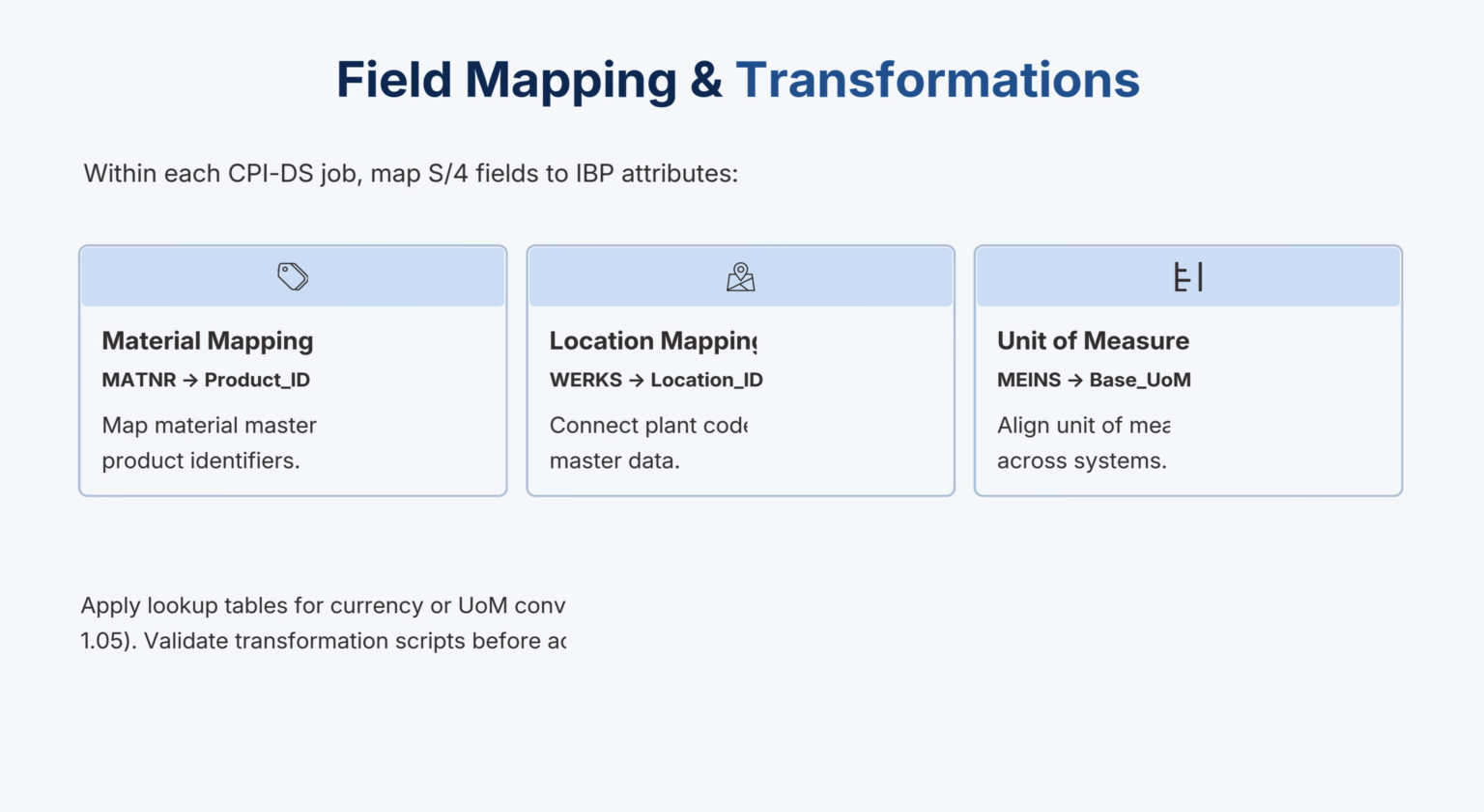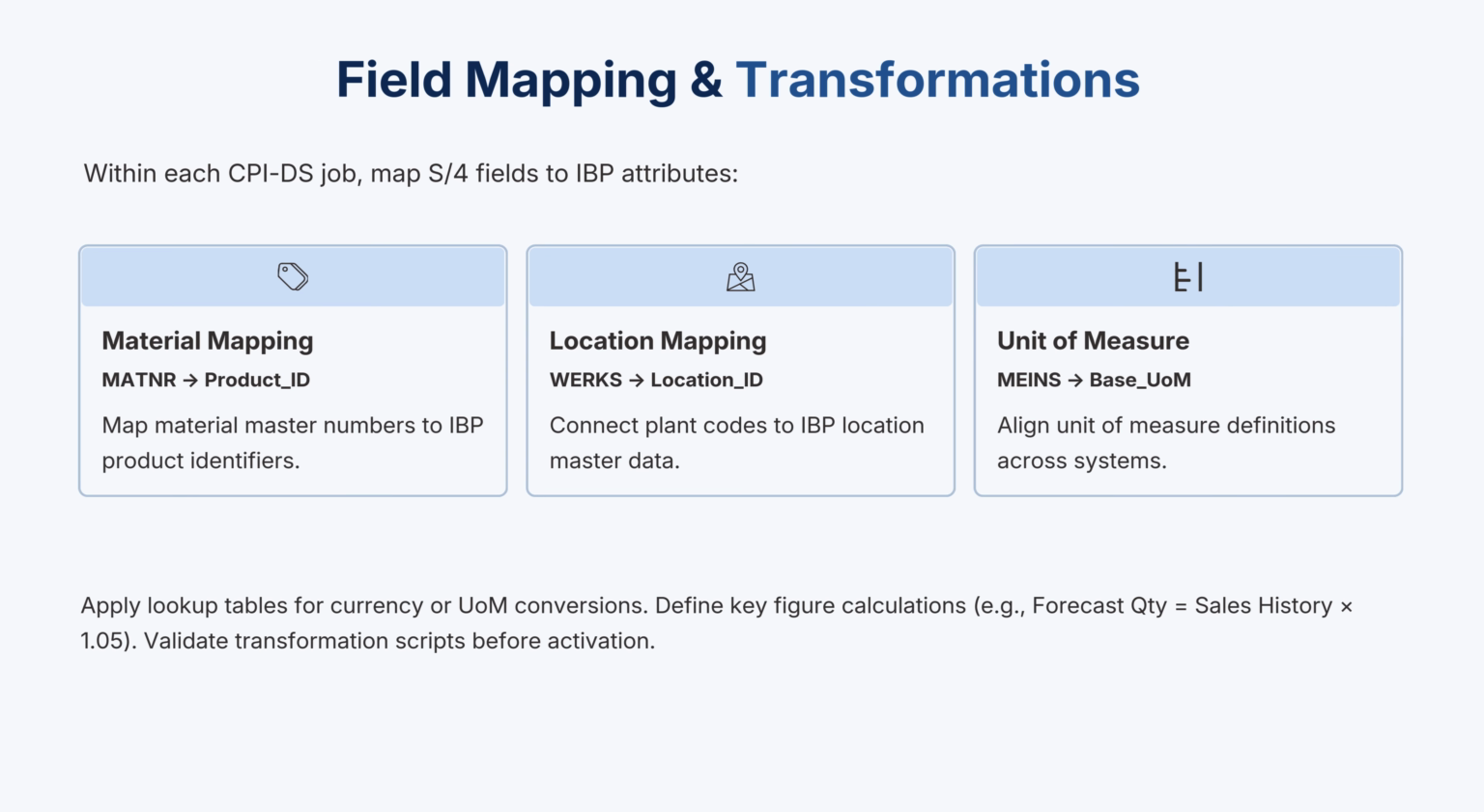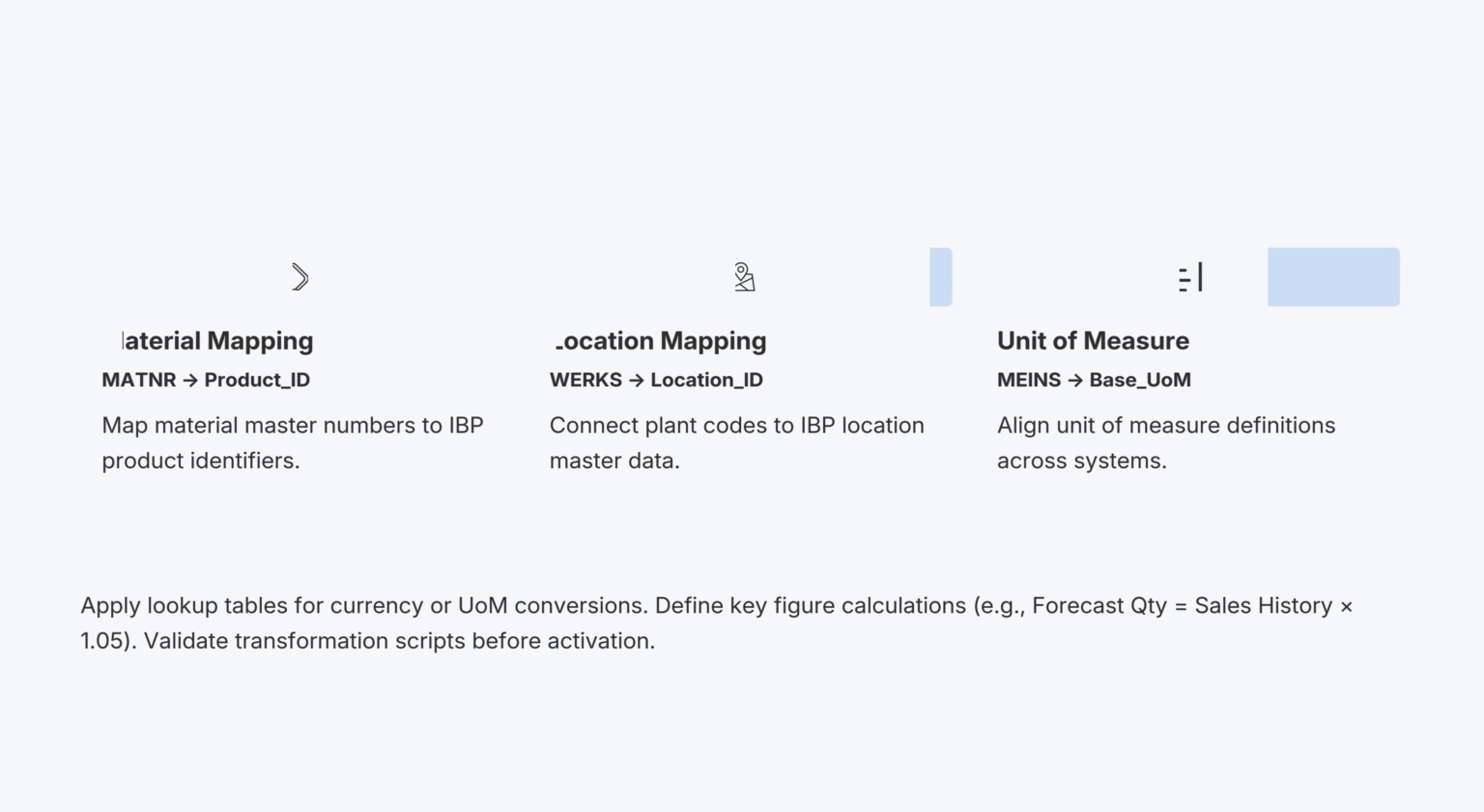Field mapping and transformations. Each integration job must map S4 fields to IBP attributes precisely. For example, material number maps to product ID, plant maps to location ID, and base UOM remains the same. You can add lookup tables for UOM conversion or currency translation. Define calculated key figures like forecast quantity or adjusted demand before validation.